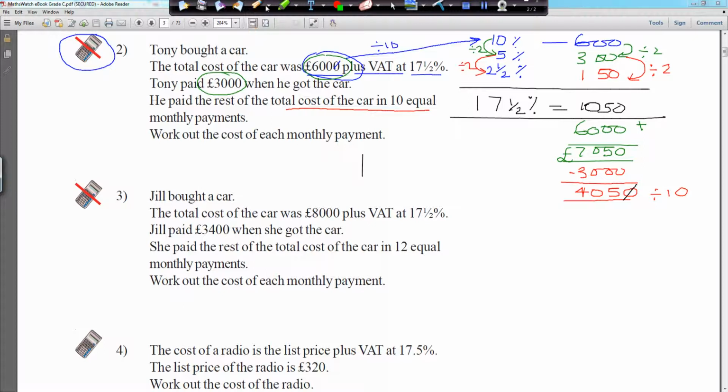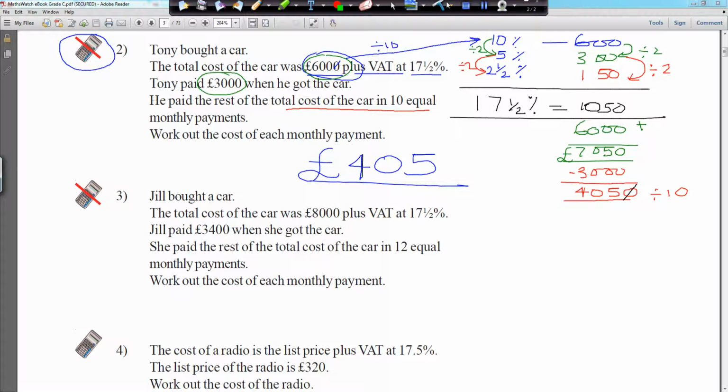Okay, let's choose a better color. So each monthly payment is £405. And that's the answer to question number 2. Now question number 3 is very similar to question number 2, so I'm going to leave that for the students to try.